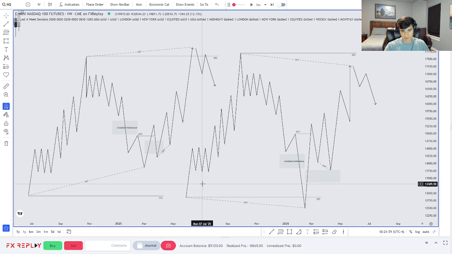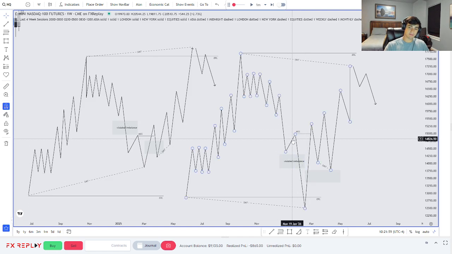So this is our external range liquidity. It also started the entire expansion move. It's this swing point right here. One asset is going to run it, the other is not. You're going to see this on a higher time frame. And then we're going to see a smart money reversal, or an SMR, where we see a market structure shift.